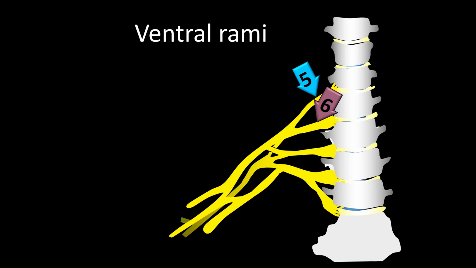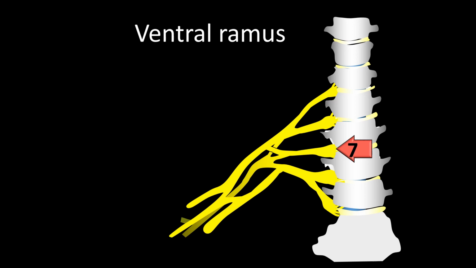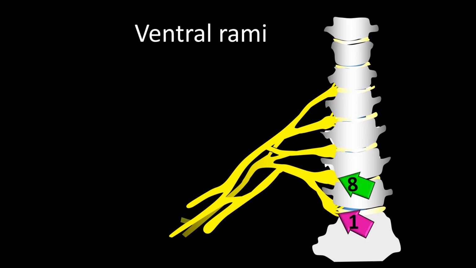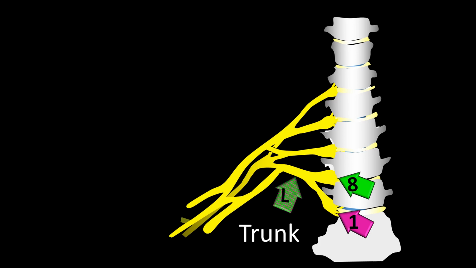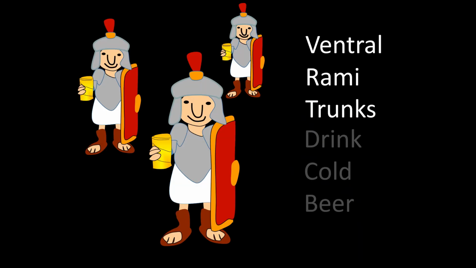The C5 and C6 ventral rami join to form the upper trunk. The ventral ramus of C7 continues as the middle trunk, and the ventral rami of C8 and T1 join in to form the lower trunk. As indicated in this frame, there are three trunks. The next word is drink. I use the D in this word to remind me of divisions.